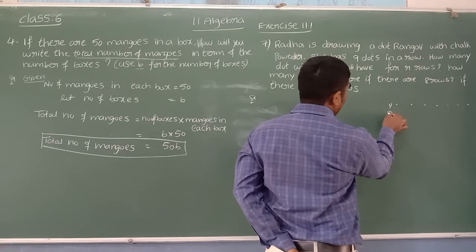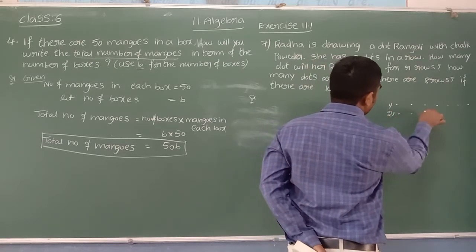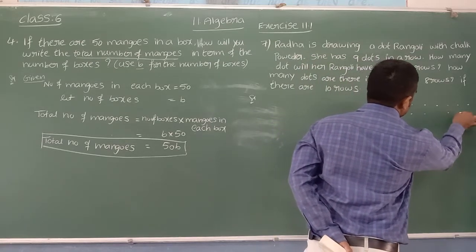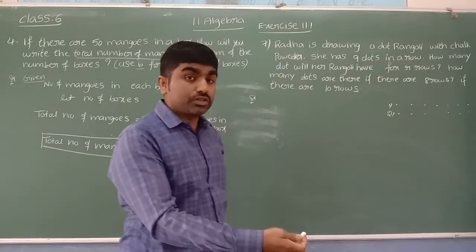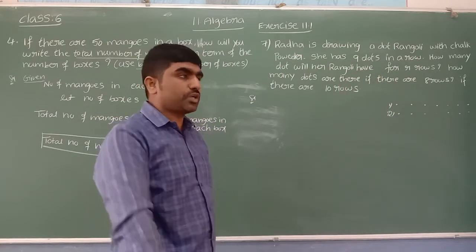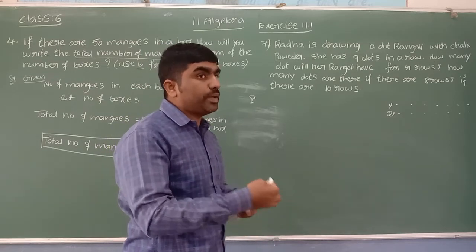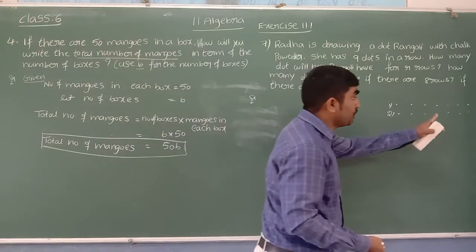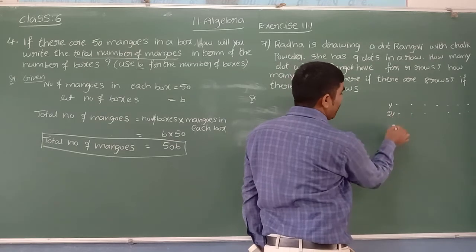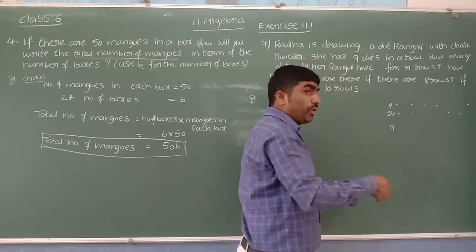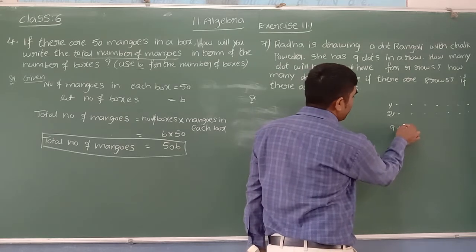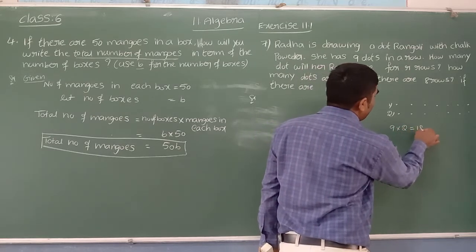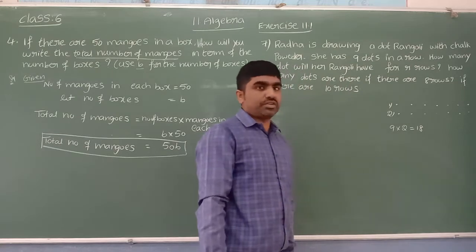If I take second row, 1, 2, 3, 4, 5, 6, 7, 8, 9. Second row also 9 only. Third row also 9 only. Fourth row also 9 only. Children, can you tell me now how can I find the number of dots in 2 rows? Sir, one row we have 9. If you want to know number of dots in 2 rows, you can multiply with 2, sir. 9 into 2, 18. Yes, we have 18 dots.